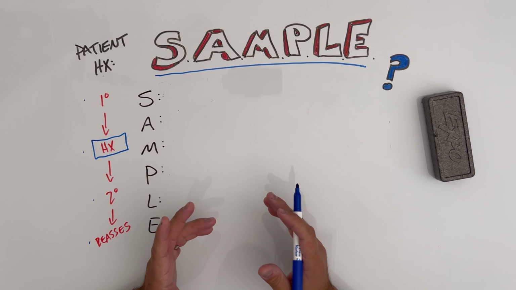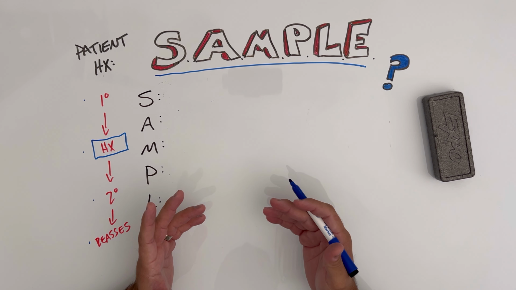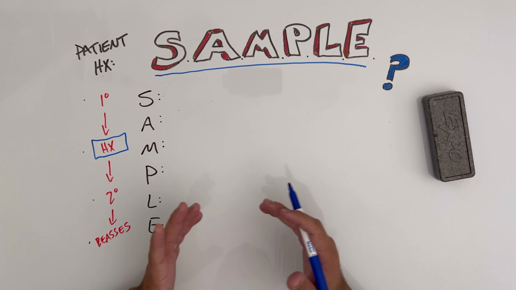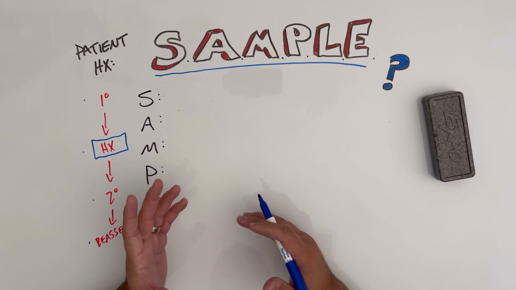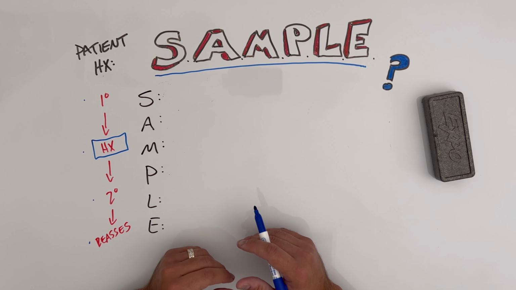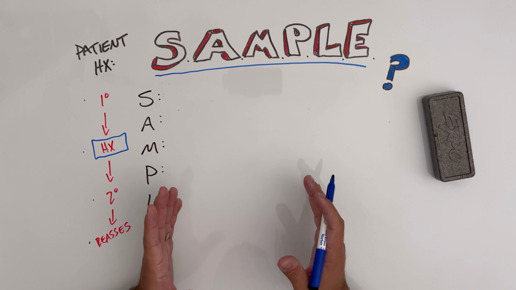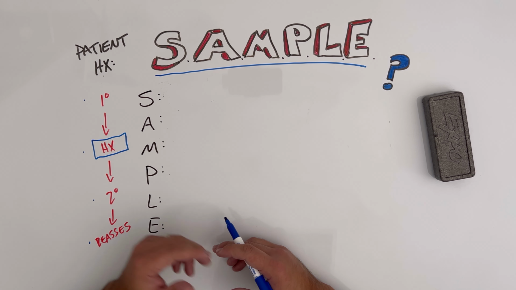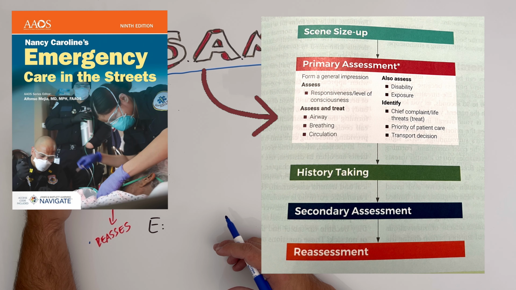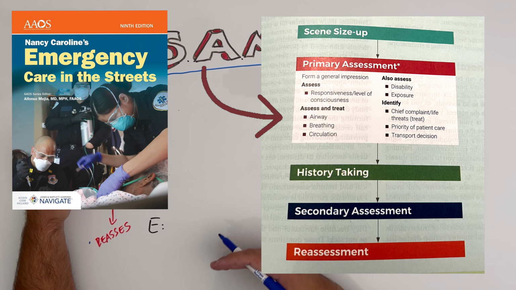What does the mnemonic SAMPLE mean? How is it going to better help you identify what's going on with your patient, get a backstory and maybe some medications and history, and try to put all the puzzle pieces together and get a good understanding of where your patient is currently? So we know that in our primary assessment, we've got our chief complaint, our ABCDEs or XABCDEs.